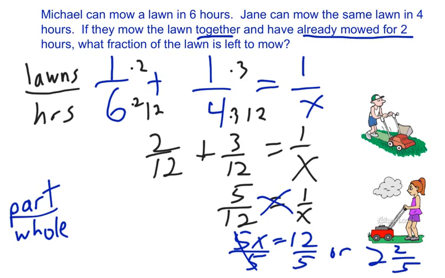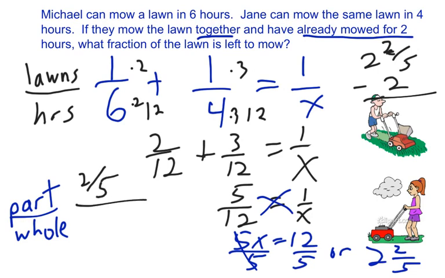And I know they've already mowed 2 hours. And it takes them 2 and 2/5 to do it together. So I'm just doing 2 and 2/5 minus 2. And that's obvious. That's just going to be 2/5. So that's how much is left. But it's over the whole lawn. So how long does it take for the whole lawn? 2 and 2/5. But I'm going to write that as my improper fraction here, as 12/5. And now what happens if you divide fractions? How can you solve that easily?